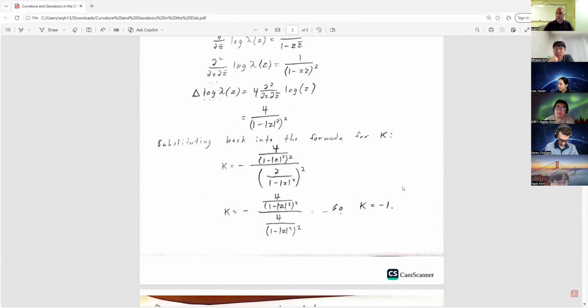Any questions about the calculation that produced the curvature?